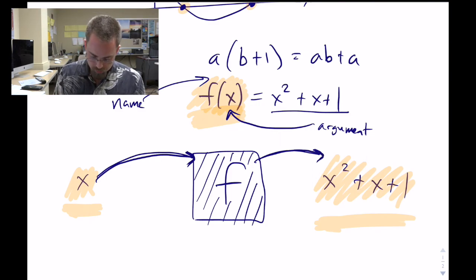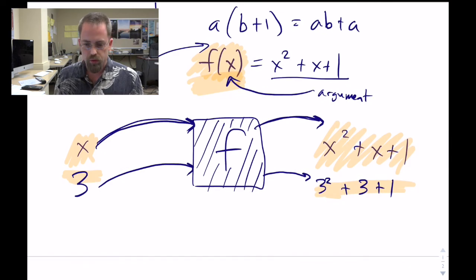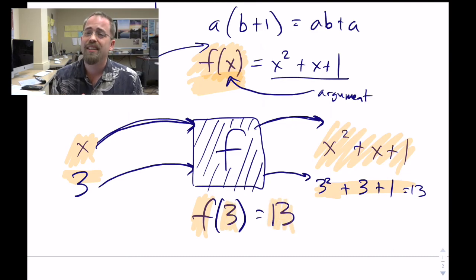We could think about, of course, taking 3 and putting it in, and this mysterious box f takes whatever you give it, squares it, adds it again, and adds 1. So that's 9 plus 3 is 12, plus 1 is 13. So when you put in 3, f of 3 equals 13. This is the name of the function, this is the input, the argument, and this is the output. So I can't stress enough, don't think that this is multiplication.